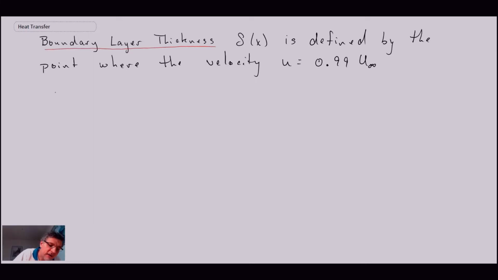velocity. We already introduced the Reynolds number, but I'll write that out again. In a generic sense, the Reynolds number for the flat plate boundary layer is U infinity times the characteristic length scale, which is the distance from the leading edge, divided by our kinematic viscosity.